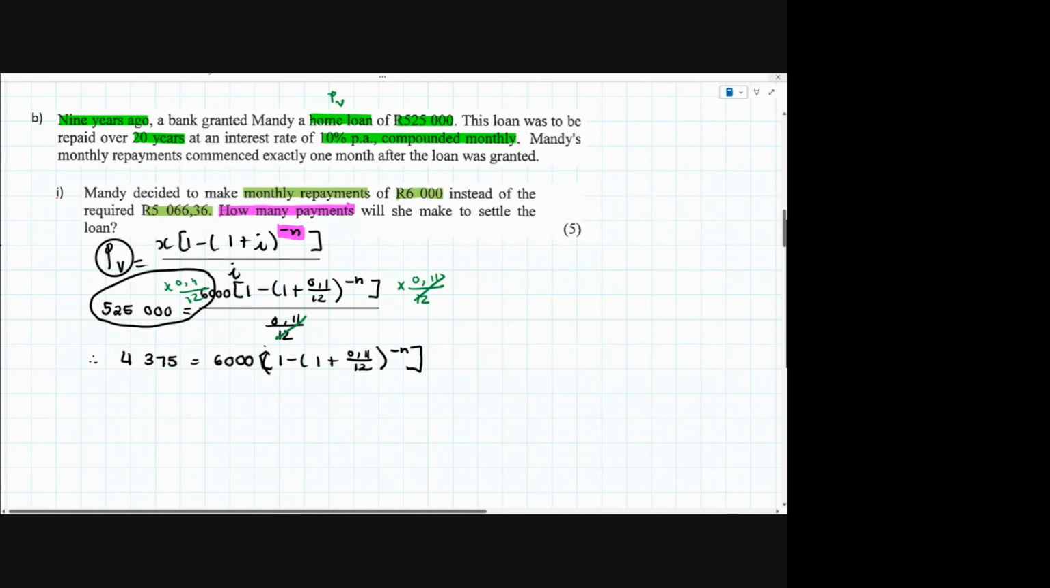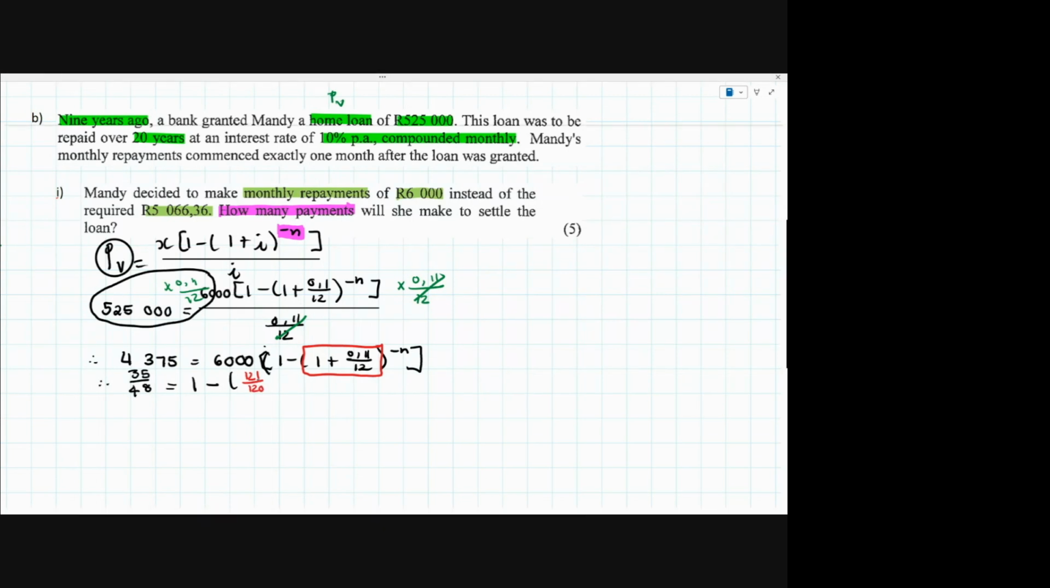Right, now we're going to divide both sides by 6,000. This gives me 35 over 48, which is 1 minus 1 plus, and if you say 1 plus 11% compounded monthly, you get 121 over 120. So this bracket simplified, you just add those two things together, 121 over 120, all to the power negative n.